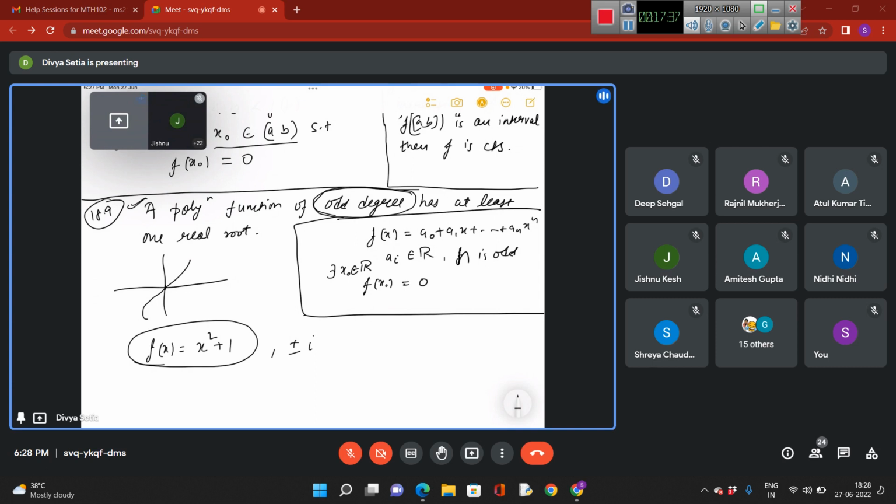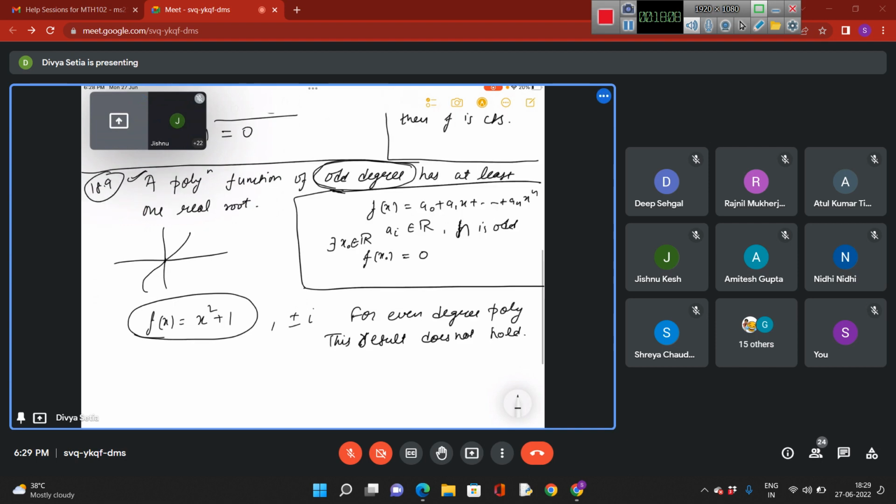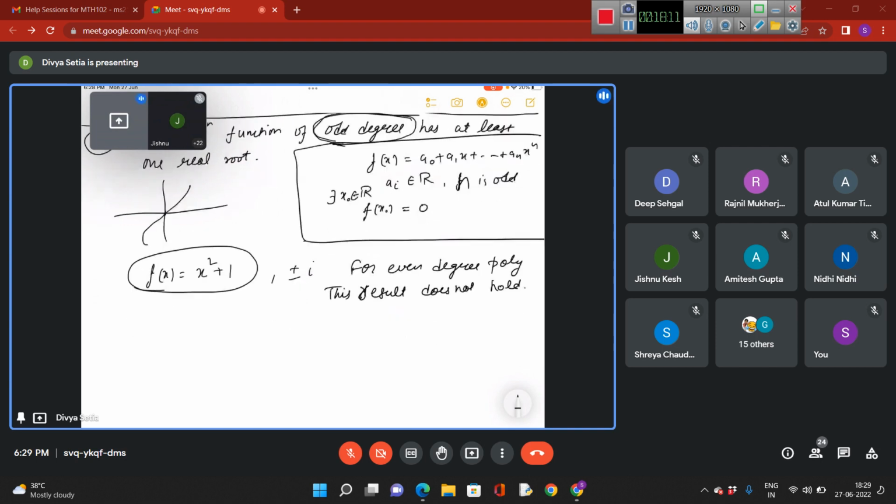So this statement cannot hold for an even degree polynomial. You already have a counterexample. That's why they have given it for odd degree. For even degree polynomials, this result does not hold, because it is possible that they cannot have any real root. But what happens for odd degree? What is the special thing about odd degree that it always cuts the x-axis?